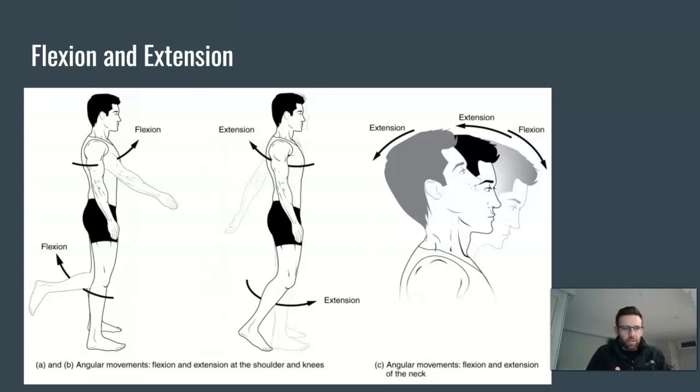So you can kind of see in this picture here where I'll just point out a few. The flexion of your arm would look like this. You're bringing your arm up. Flexion at your knee would look like you're bringing your leg up, but the angle here is getting smaller. Extension is the opposite. Like when you extend your legs, you're straightening them, the angle behind your knee is getting bigger. So we're extending our leg. And then you can also have flexion and extension of your neck.